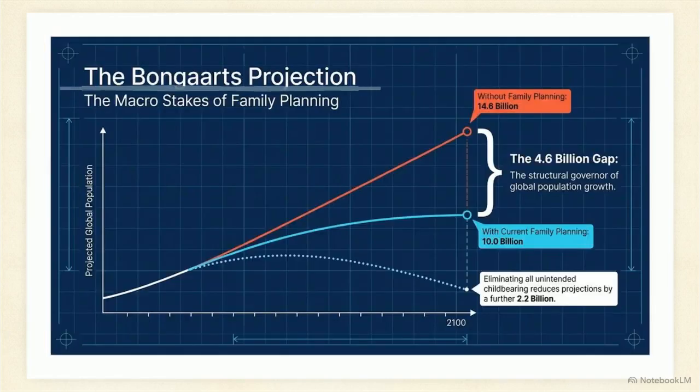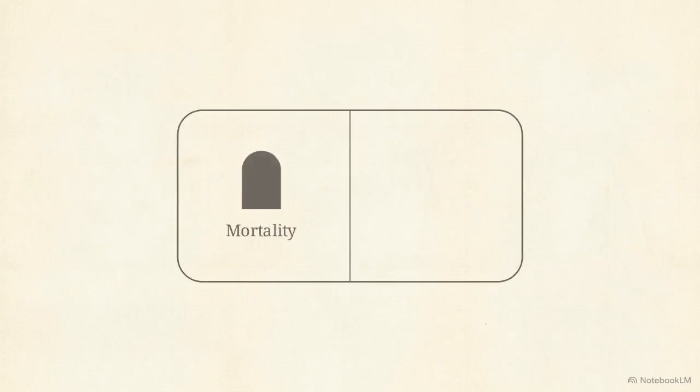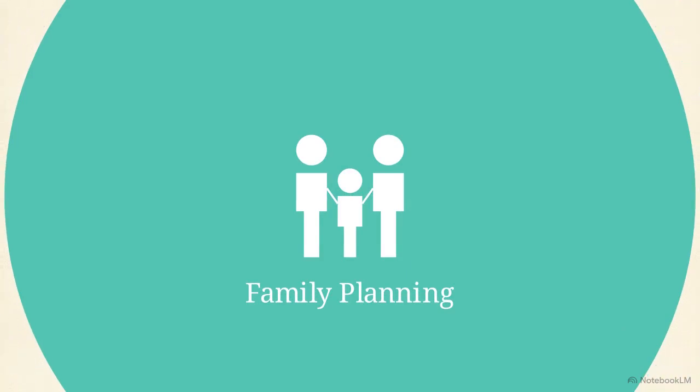This Bongaarts projection models global population to 2100, showing a significant divergence based on policy choices. The 4.6 billion gap between these outcomes is the structural governor of global growth, driven by unintended childbearing over the next 8 decades. While variables like mortality and migration are significant, this projection indicates that the success of family planning is a primary determinant of the eventual size of the human race.